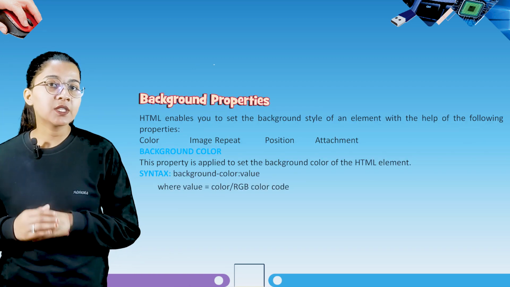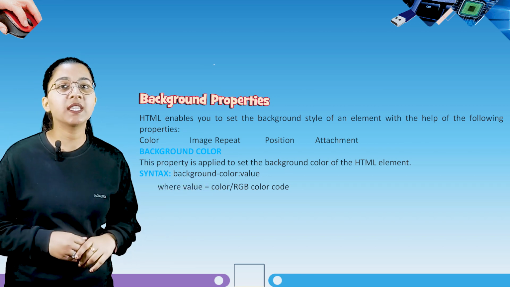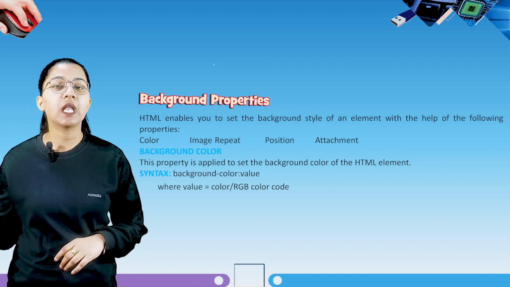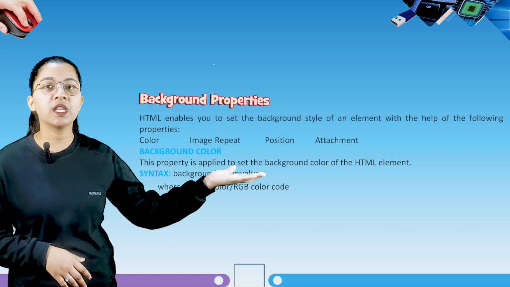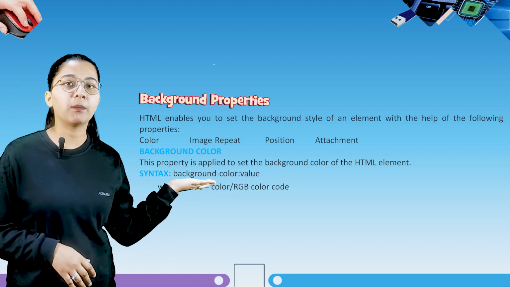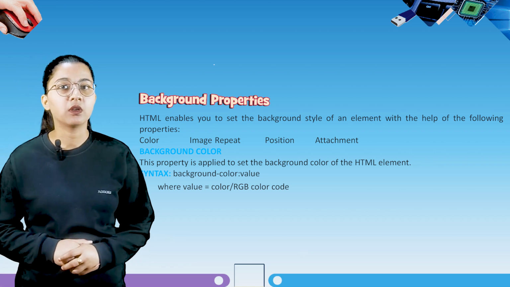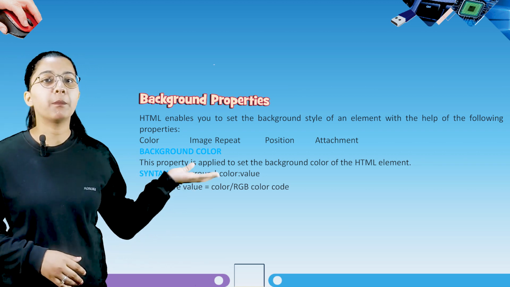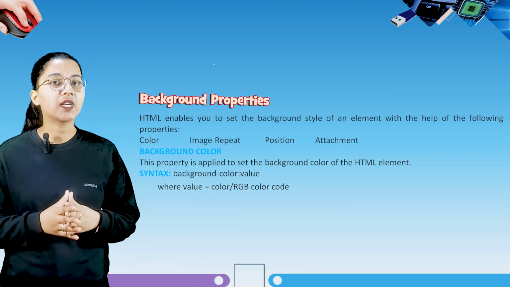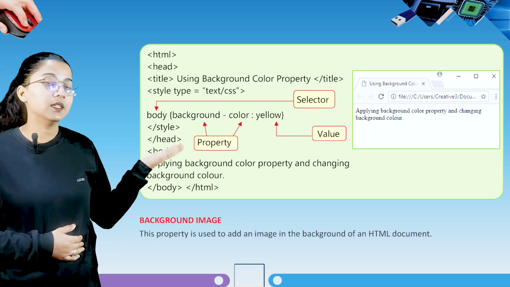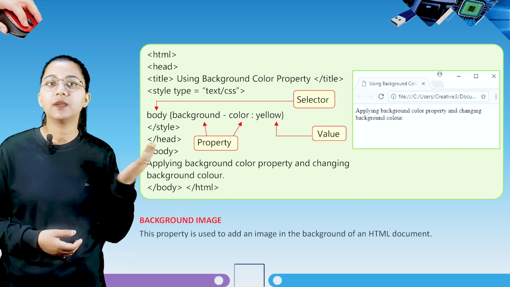So with this, our next topic is background properties. HTML enables you to set the background style of an element with the help of the following properties, that is color, image, repeat, position, attachment. So now let's first read about background color. This property is applied to set the background color of the HTML element. Syntax is background-color: value, where value is the color RGB color code. This interface shows how you use syntax of color background.